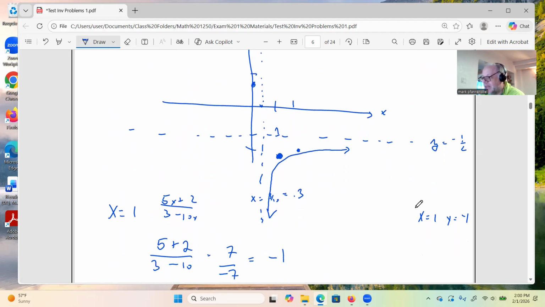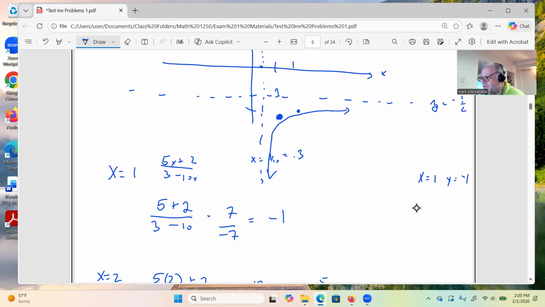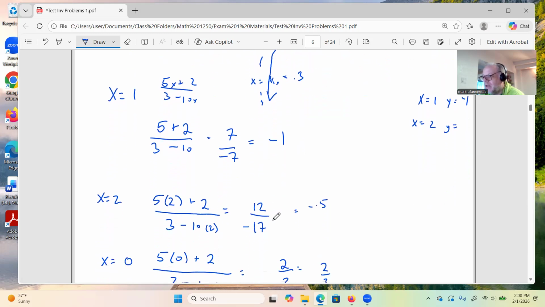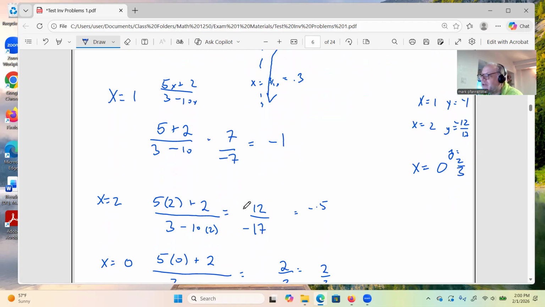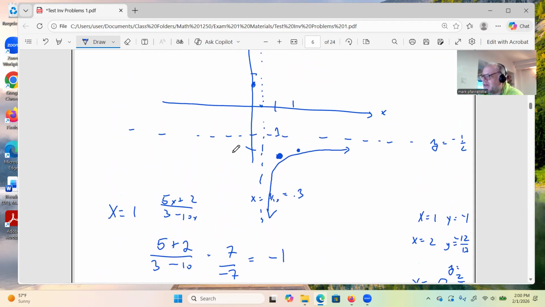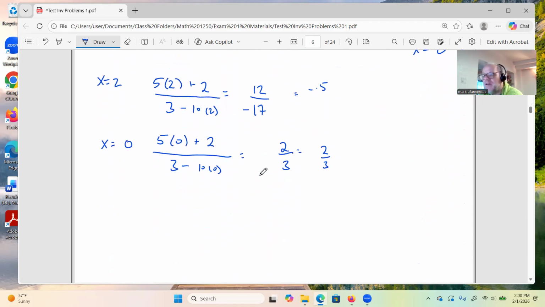We can say x equals 2, y equals negative 12 seventeenths. Sure, it's a delightful number. When x equals 0, y equals 2/3. Pick your next favorite number that is smaller than 0.3. We picked 0, pick your next favorite number. How about negative 1? So let's set x equal to negative 1.